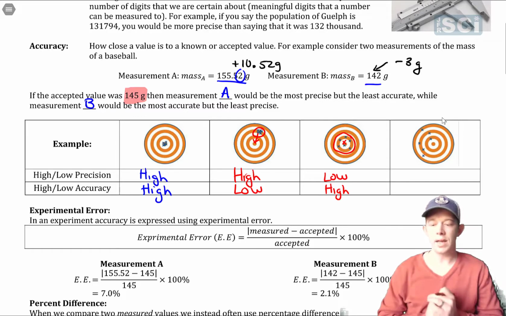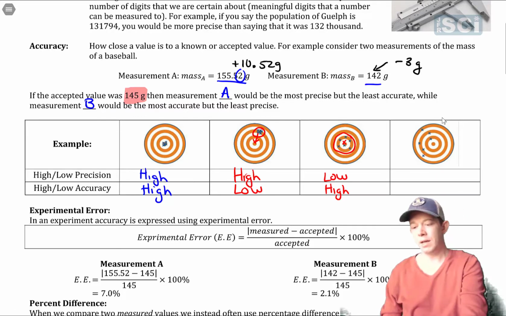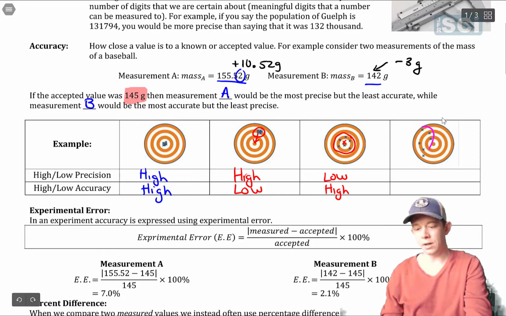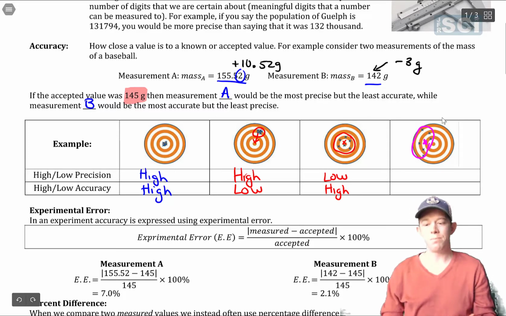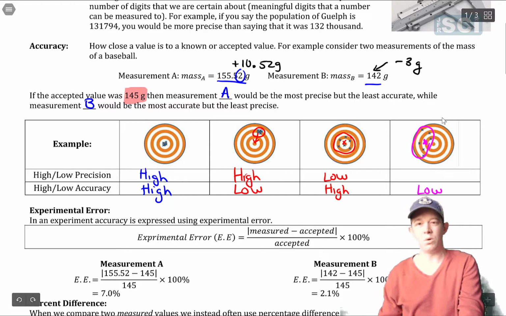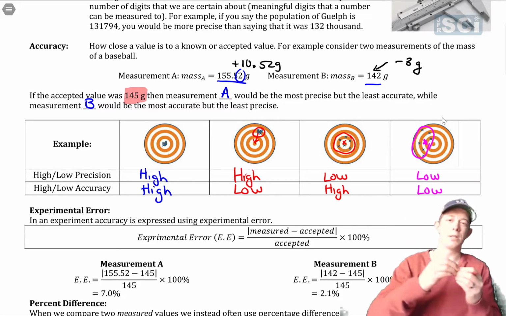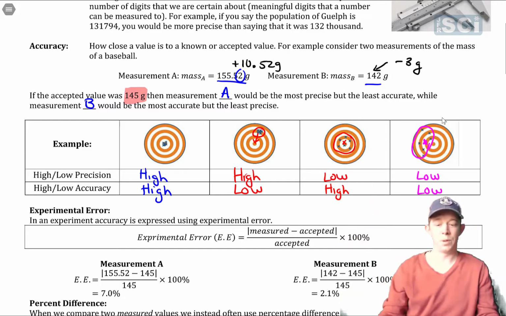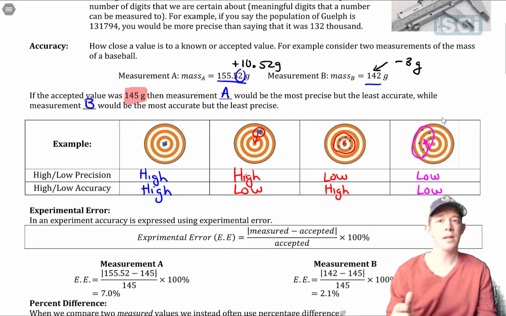Okay, so then if I look at the last bullseye here, if I took the average, I would probably get somewhere in here. Now that is pretty bad for accuracy. So I would say that my accuracy is low and my precision is low, partly because my data points are, again, spread out. Okay, so I hope you understand the difference between precision and accuracy.